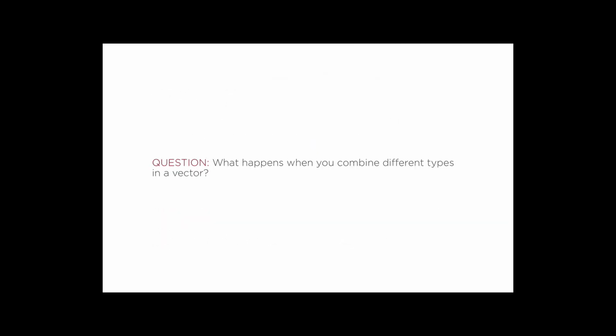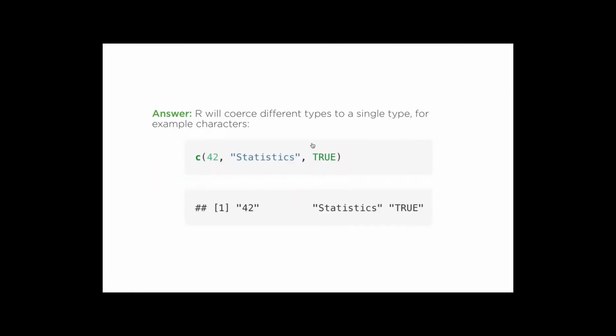What would happen if we combine different types in a vector? R will coerce different types to a single type. Let's look at this case where we have a vector with three elements: a number, a character, and a logical. So R converts everything in the vector into a character.